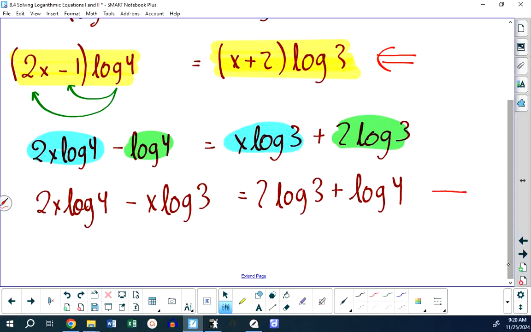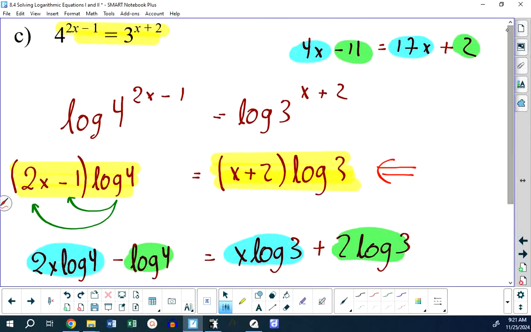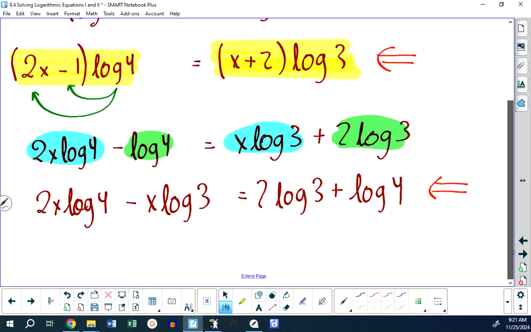There's another barrier that students will get to and they'll go, oh, I don't know what to do. Because this is different than up here. If I moved the 4x over and I have 17x minus 4x, you know that's 13x, right? So what do we do here? Or what can we do?